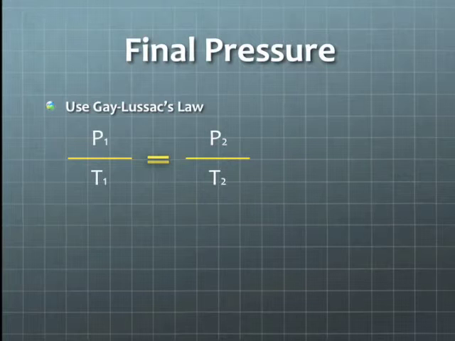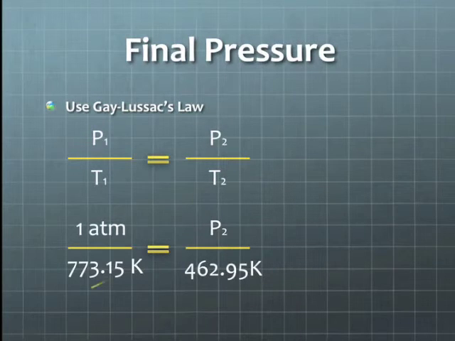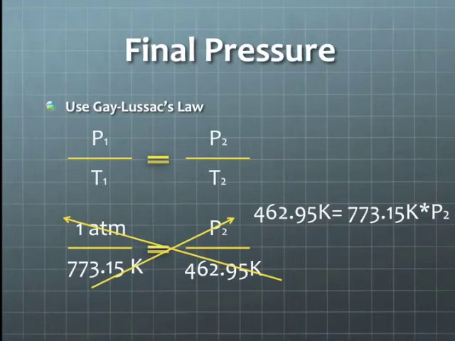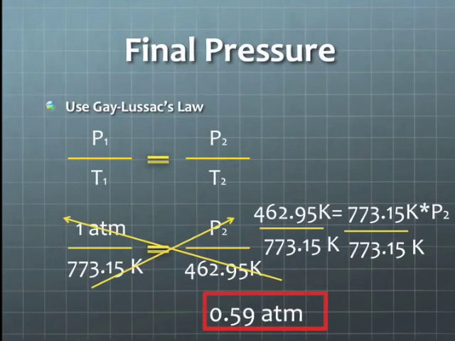We use Gay-Lussac's law, which is initial pressure divided by initial temperature is equal to the final pressure divided by the final temperature. So for the temperature, Kelvin is being used because it is the main unit that scientists use. So I inserted those values and cross-multiplied them together. Also the initial pressure is 1 atmosphere as it was given, just as a notice. So finally I divided 773.15 on both sides to get the final pressure alone, which is 0.59 atmospheres as the final pressure.